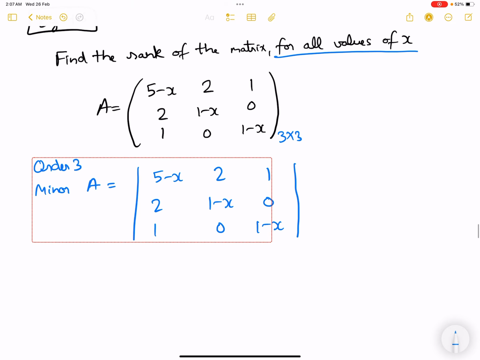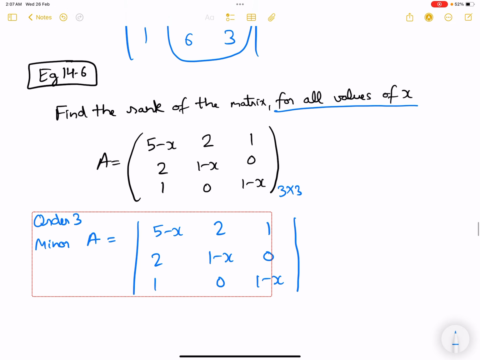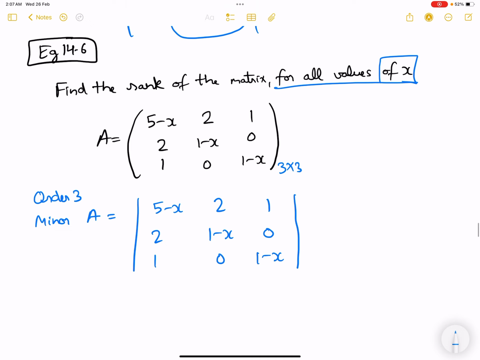I'm giving you a minute or so. You need to check for what values of x the rank will be 3, and for what values of x the rank will be less than 3. It cannot be greater than 3 because the maximum number of independent rows or columns cannot be greater than 3.